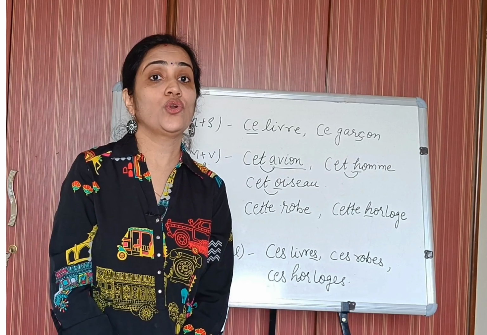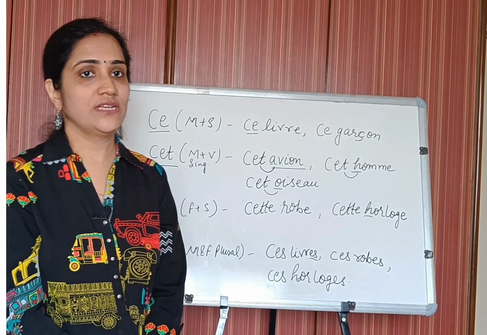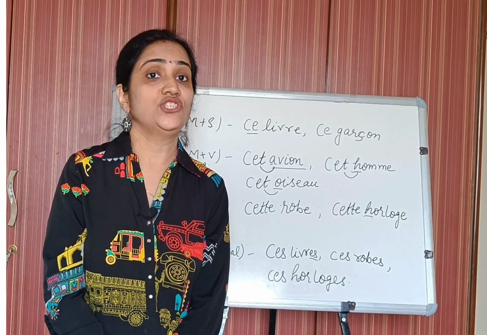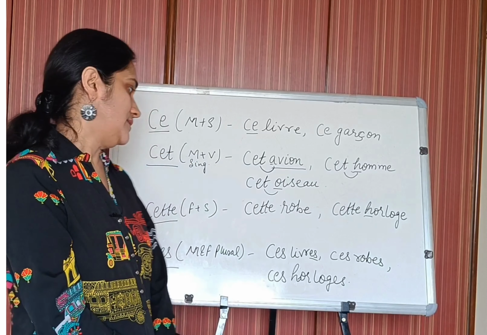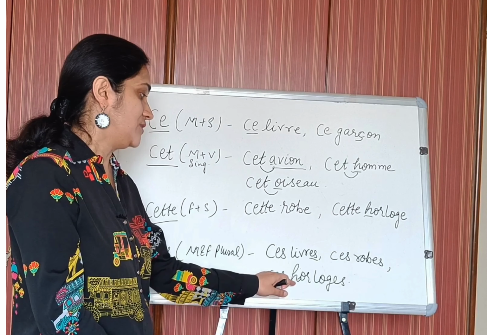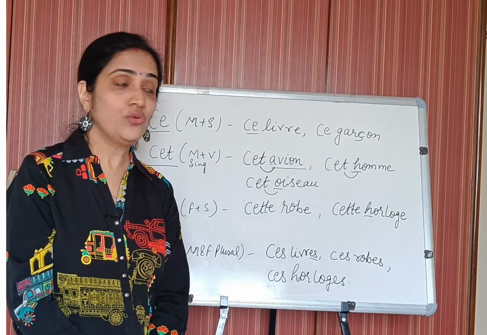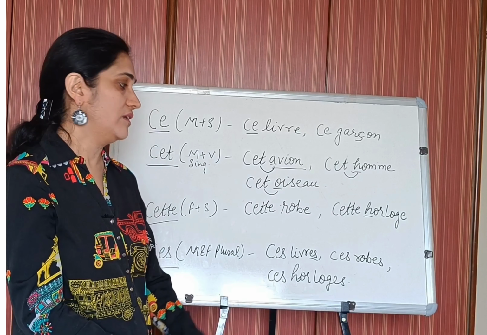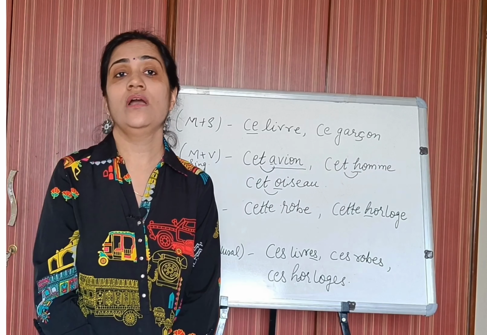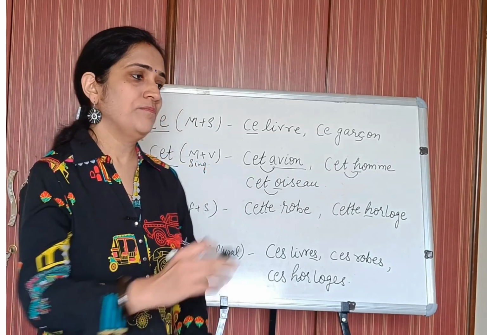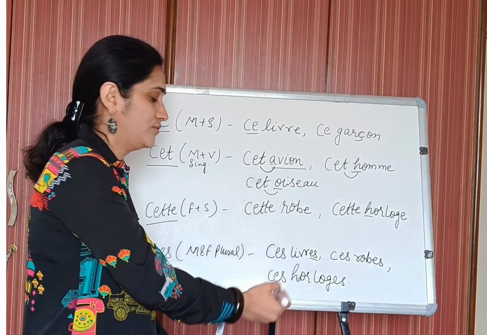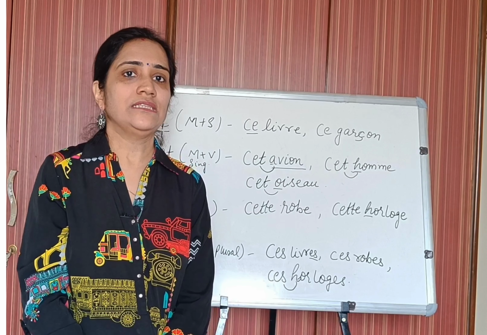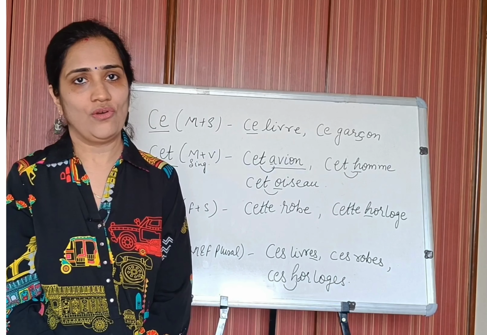Another example, ces robes, these dresses. Earlier it was cette robe, now it is ces robes, these dresses. Now the next one is beginning with a vowel, but it is plural. So you will say ces horloges. Otherwise the individual sound is horloge, wall clocks. But in pronouncing, again you have to link the vowel and the consonant. Ces horloges, these or those wall clocks.